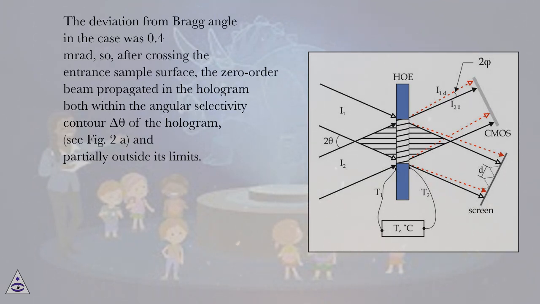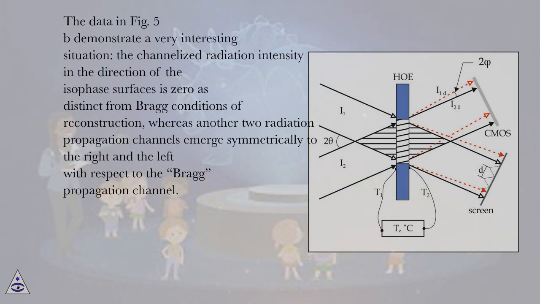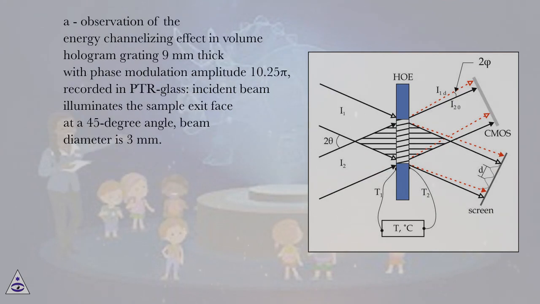Figure 5b shows dependences, obtained in non-Bragg reconstruction of the strong hologram, its reconstruction results at Bragg angle having been given in Figure 4d. The deviation from Bragg angle in the case was 0.4 mrad, so, after crossing the entrance sample surface, the zero-order beam propagated in the hologram both within the angular selectivity contour delta theta of the hologram, see Figure 2a, and partially outside its limits. The data in Figure 5b demonstrate a very interesting situation.